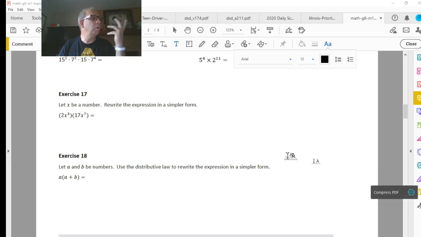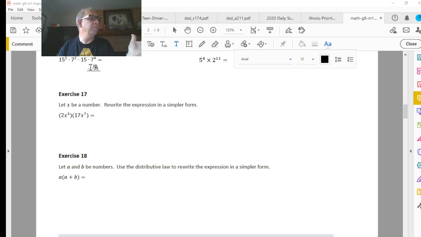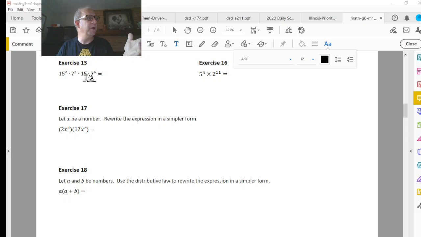All right, so exercise 17. We know if they have different bases, we cannot combine them. But if they have the same base, we can. So like this one here, I would combine the 15 squared and the 15, so the 15 to the third power, and the 7 squared and the 7 to the fourth, and that would be 7 to the sixth power. So this would simplify to 15 to the third power times 7 to the sixth power. Okay.